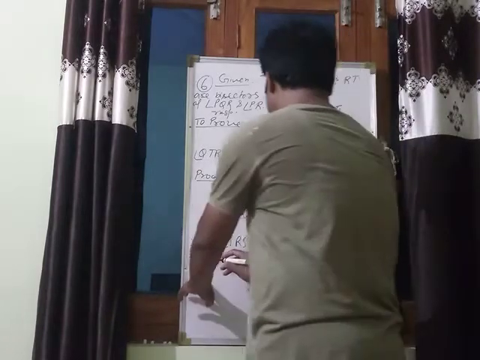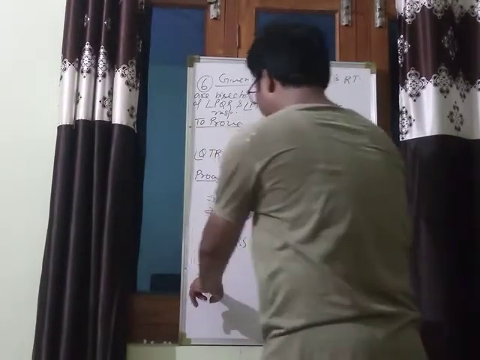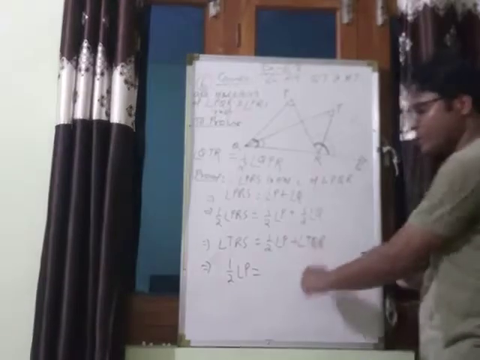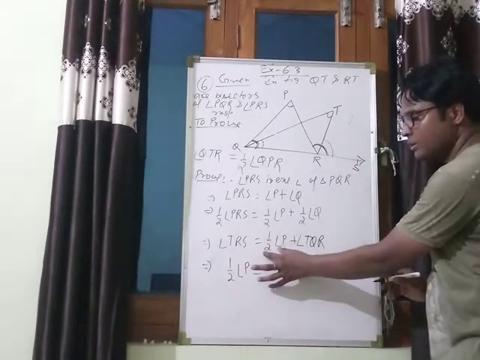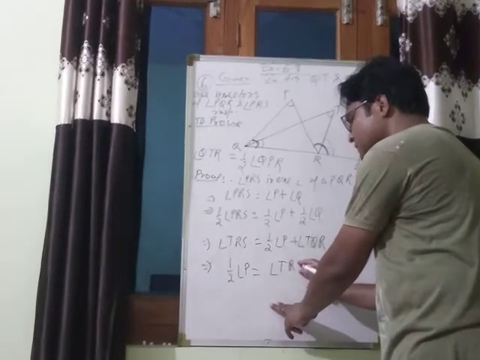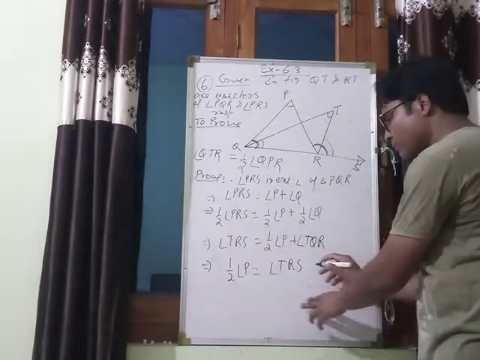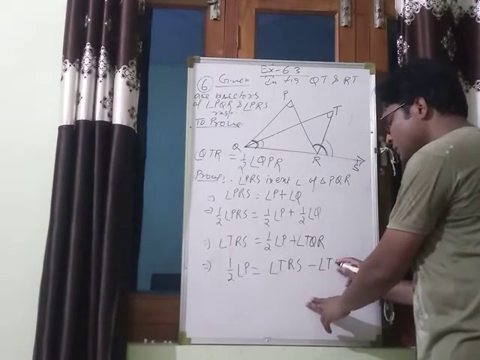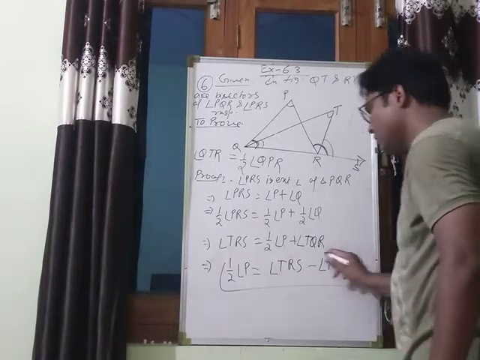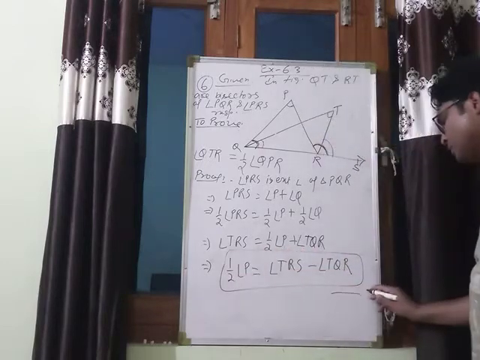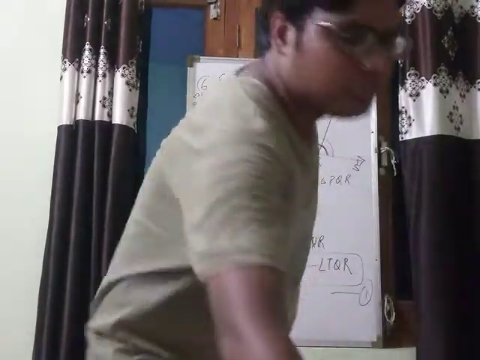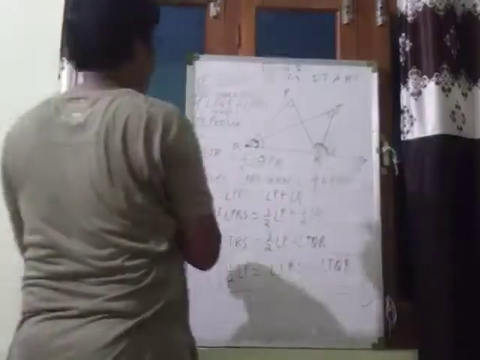Now from here, what we have? Half of angle P is equal to angle TRS, and transferring this to that side, minus angle TQR. That is very important for you. Okay? That is very important. Suppose this is first equation. Now I am going to do rough work above.